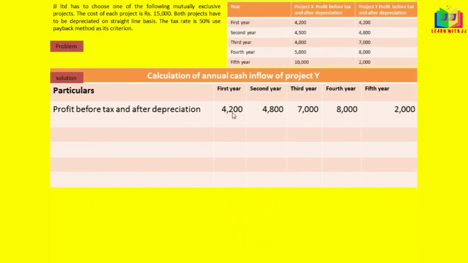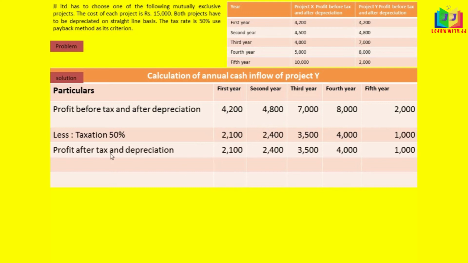I have written the profit before tax and after depreciation: 4,200, 4,800, 7,000, 8,000 and 2,000. See, I have written it here. And now we have to calculate the taxation in this. It is 50%. So 50% of 4,200, 4,800, 7,000, 8,000 and 2,000. And we have to subtract this. We'll get profit after tax and depreciation. And with this we have to add the depreciation.